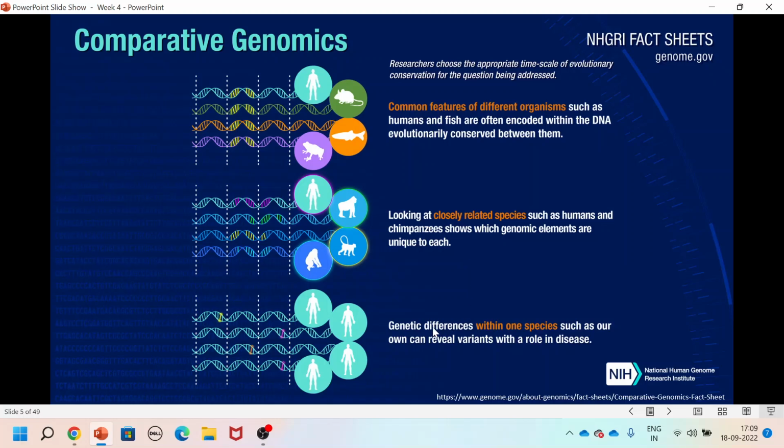And genetic differences within one species such as our own can reveal variants, and these variants may have an important role in the context of diseases. Therefore, by comparing the genome of one individual who is supposed to be healthy to the genome of an individual who is suffering from some disease, we can identify whether there is a role of any genes which is responsible for causing this disease or not.